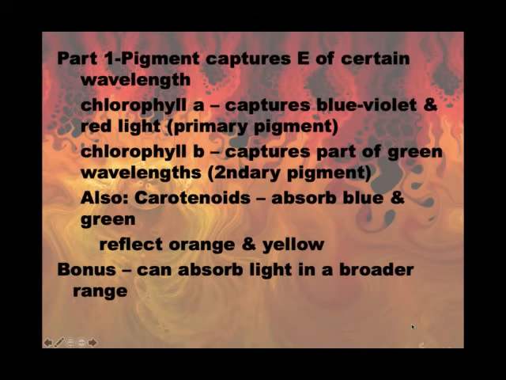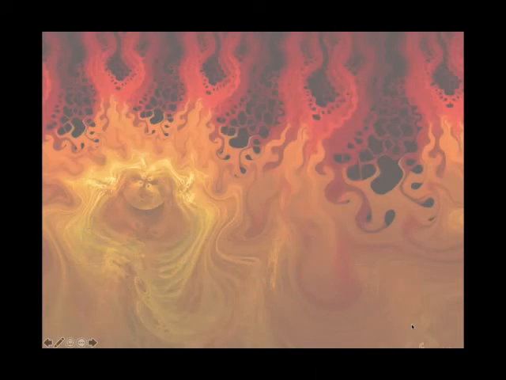The reason that it's a good thing that you have 2 different kinds of chlorophyll and these carotenoids is because it absorbs more light over a broader range of wavelengths. It's not just one wavelength, it's actually a whole range of wavelengths. So it makes the plant much, much more efficient.